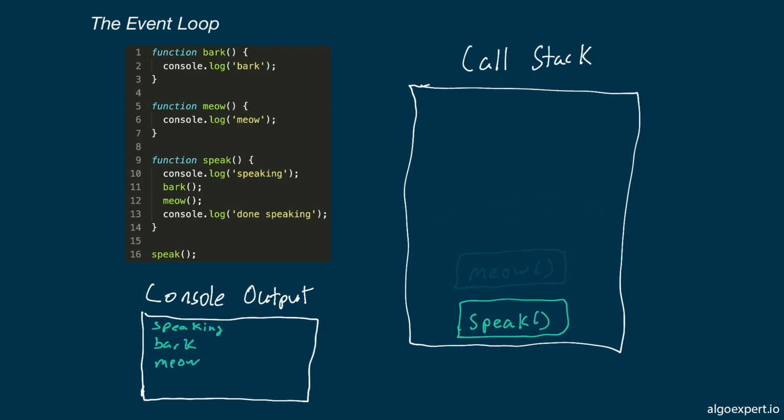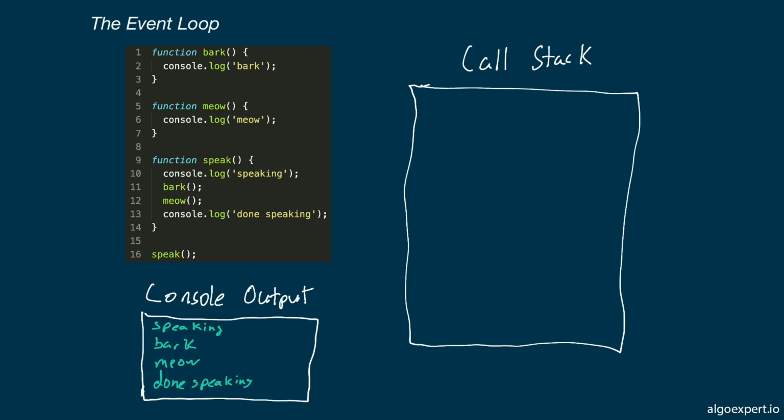Now we come back to the speak function, and console.log of done speaking is called, which pushes console.log onto the call stack one last time, this time with done speaking as the argument. And finally, done speaking will be logged out, and that console.log call will be popped off of the call stack. This is also the end of the speak function, so speak gets popped off of the call stack as well. And now the call stack is empty, which would indicate that there is no code currently running.